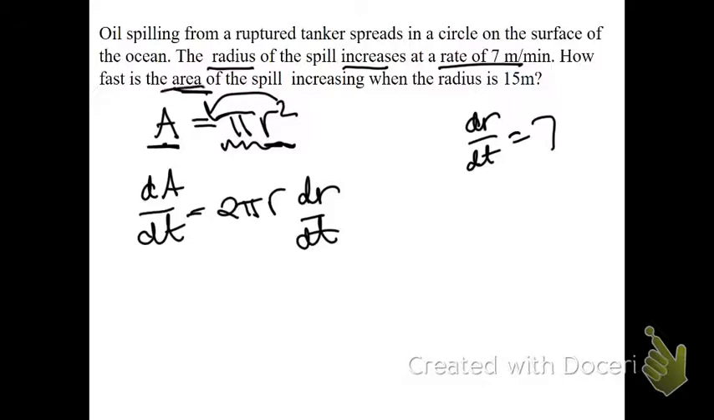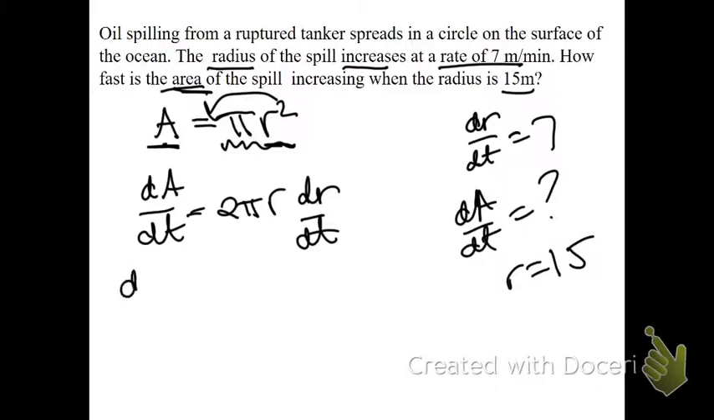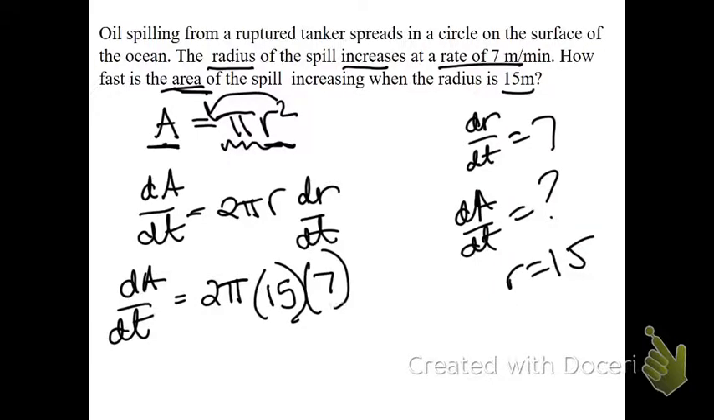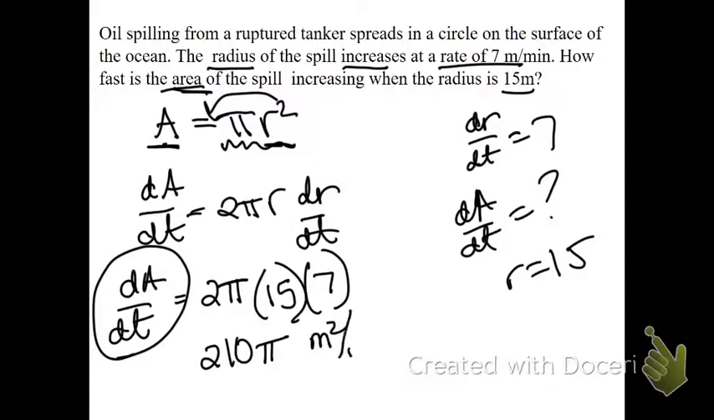How fast is the area increasing? So dA/dt is the question. Okay. At the moment when the radius is 15, so right now at this moment, r is 15. So 2 times pi, sorry, 2 times pi. At this moment, r is 15, and dr/dt was 7. So just multiply it. So 30 times 7, 210 pi. Now this is area, so it's square meters per minute.